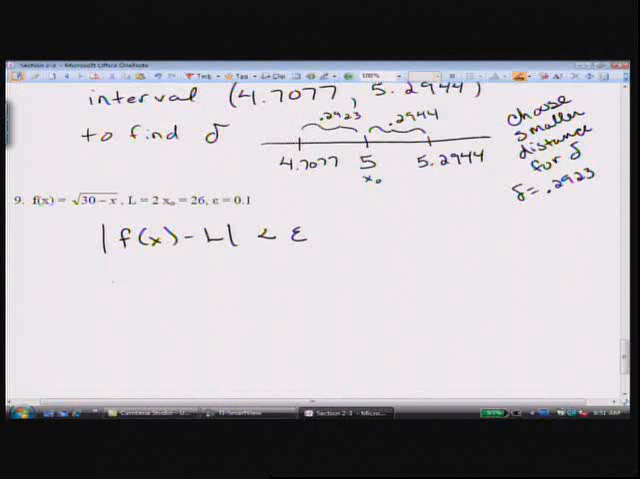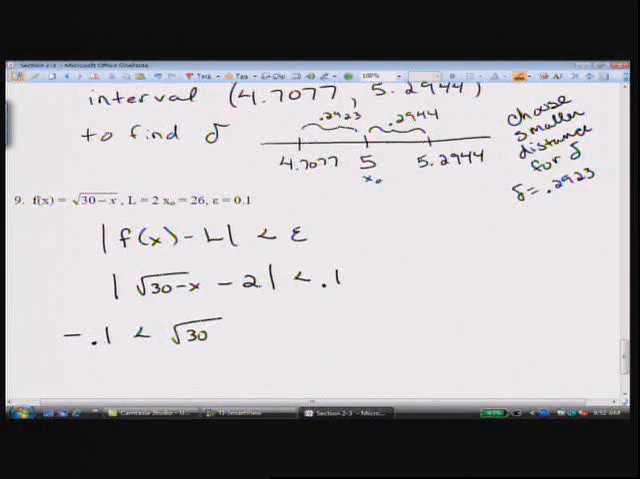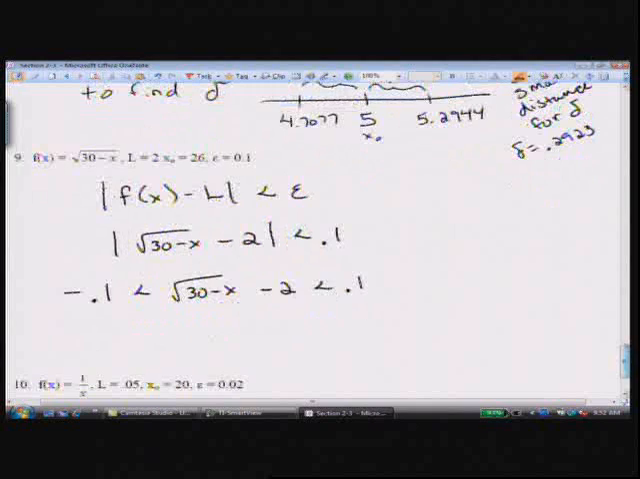All right, and so in this case, the absolute value of the square root of 30 minus x, minus 2, has to be less than 0.1. Okay? Then we make the sandwich. So this is negative 0.1 is less than the square root of 30 minus x, minus 2, is less than 0.1. Then we add 2 to both sides in order to clean this up a little bit before we square both sides. So this will be 1.9 is less than the square root of 30 minus x, which is less than 2.1.